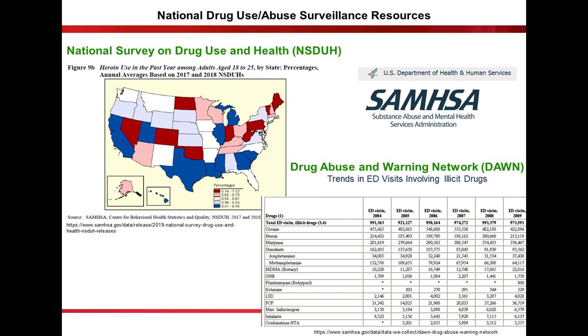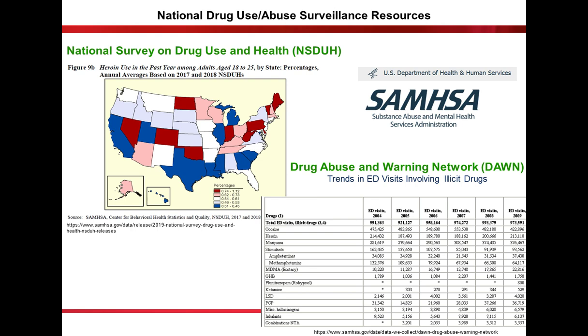Another great resource is the SAMHSA website, so the Substance Abuse and Mental Health Services Administration. So they have a variety of reports and tools that are available on that website. One of them is the National Survey on Drug Use and Health. And so an example of some of the data that they have there is this, which shows heroin use in the past year among adults.